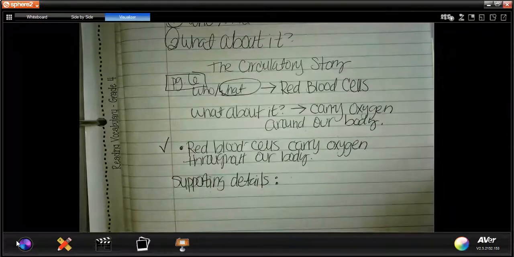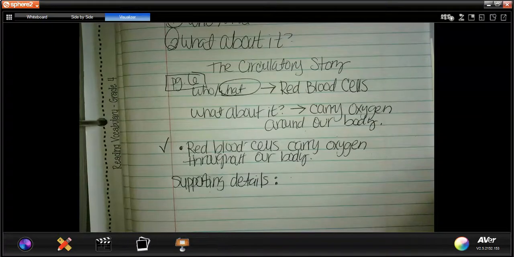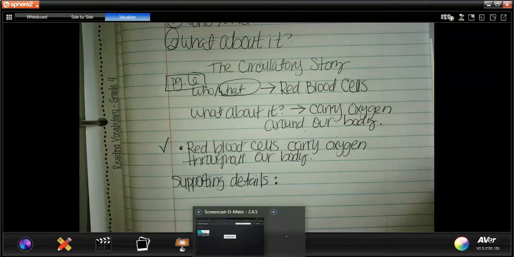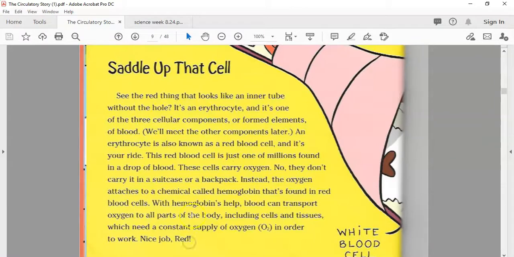So I know I need to go to page 6 to find a supporting detail. Remember, a good reader always goes back and rereads this section. So let's go ahead and go back to page 6. Okay, so I know the main idea is that red blood cells carry oxygen throughout the body. Okay, so why is that important? What do they do that for? So remember, you can pause this video at any time to reread it. Why are red blood cells so important that they carry oxygen? Where do they take it to? Look what it says here.